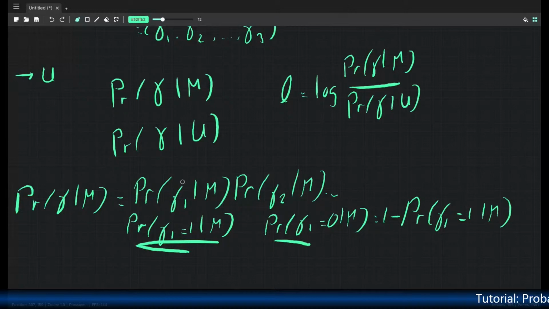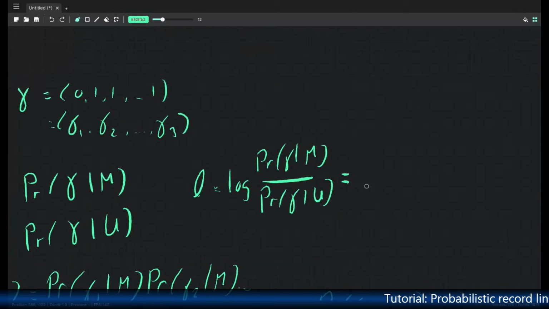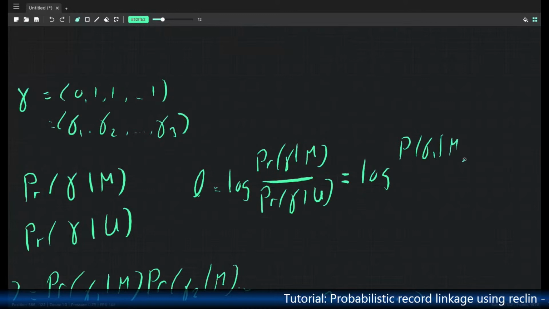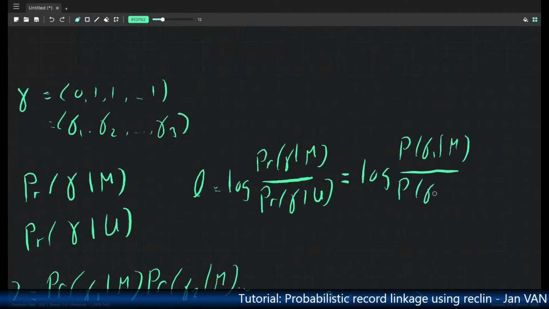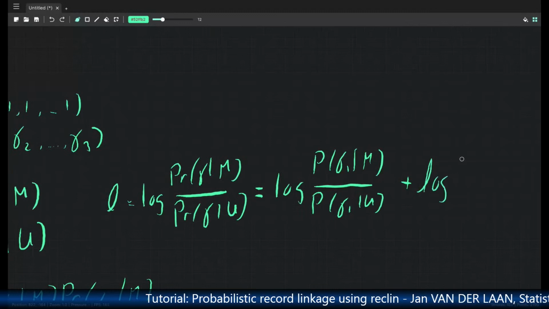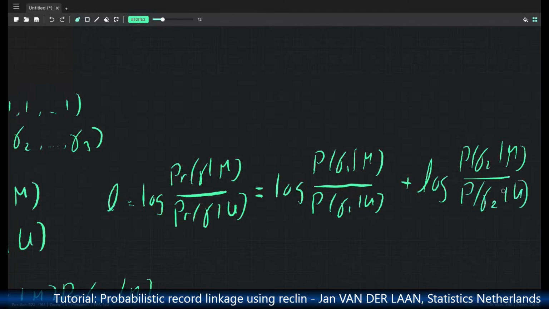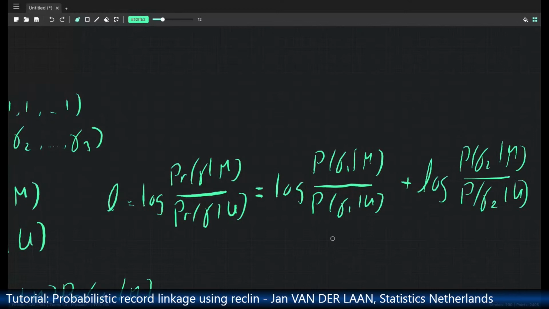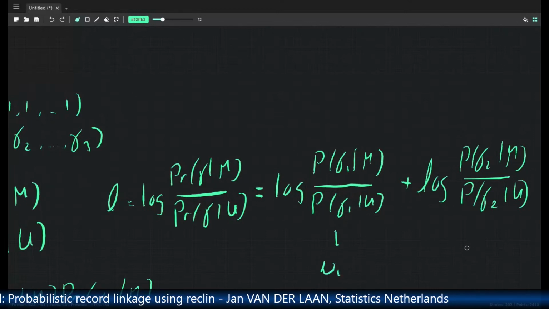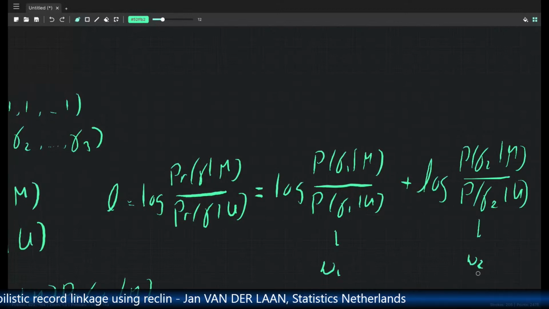So if we plug this product into this likelihood, we can rewrite it as the log of the probability of gamma 1 given M divided by the probability of gamma 1 given U, plus the log of gamma 2 given M over gamma 2 given U. So it becomes a sum. These are called weights: this is weight 1, and this is the second weight. We give each variable a score, called a weight, and then we sum those weights to get the total score.